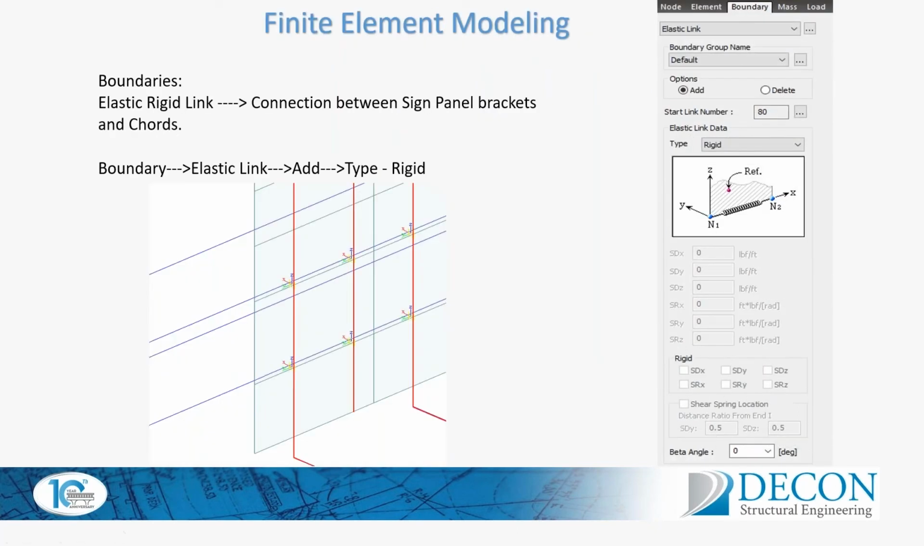The next one would be elastic rigid link that we provided to connect the sign panel bracket that you can see in the red and to the top and bottom chords. Those are the basic connection that connects the sign panel to the main truss skeleton. We have used rigid link through an option called elastic rigid link.